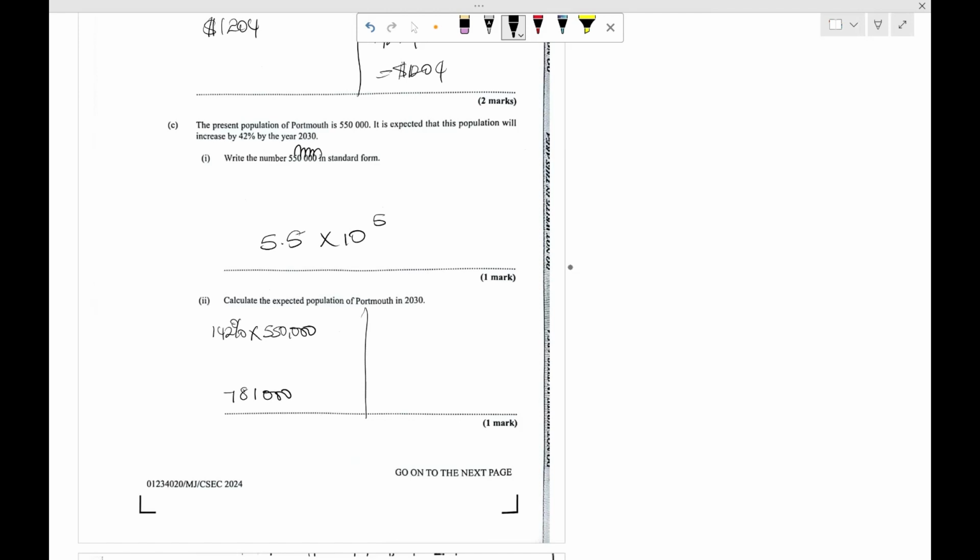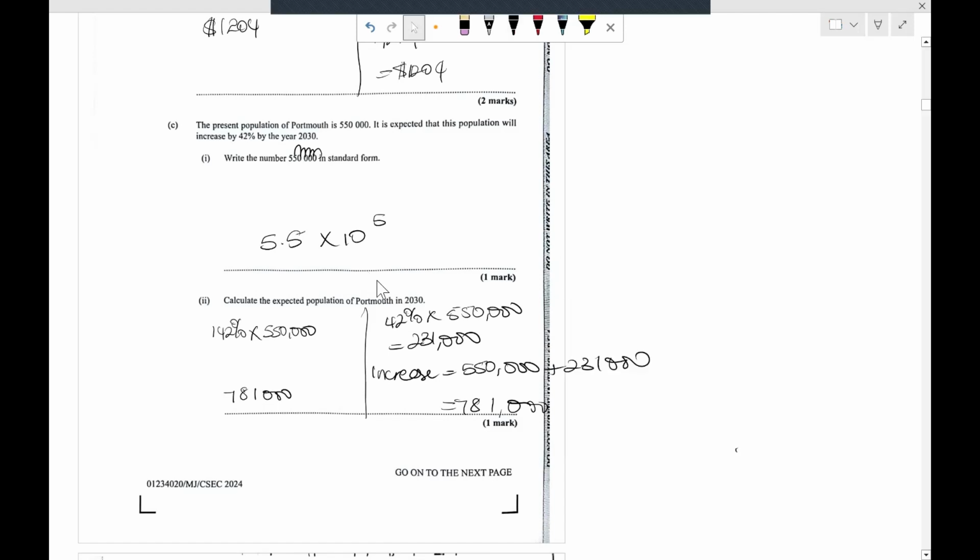So you can find the increase in the population, which would be 42% of the population, 550,000. We go to our calculators. That is 231,000. So the increase, we have to add it: 550 plus 231. When we add that, 5 and 3 is 8, 5 and 2 is 7. So you see we get back the same 781,000 as the increase in the population.